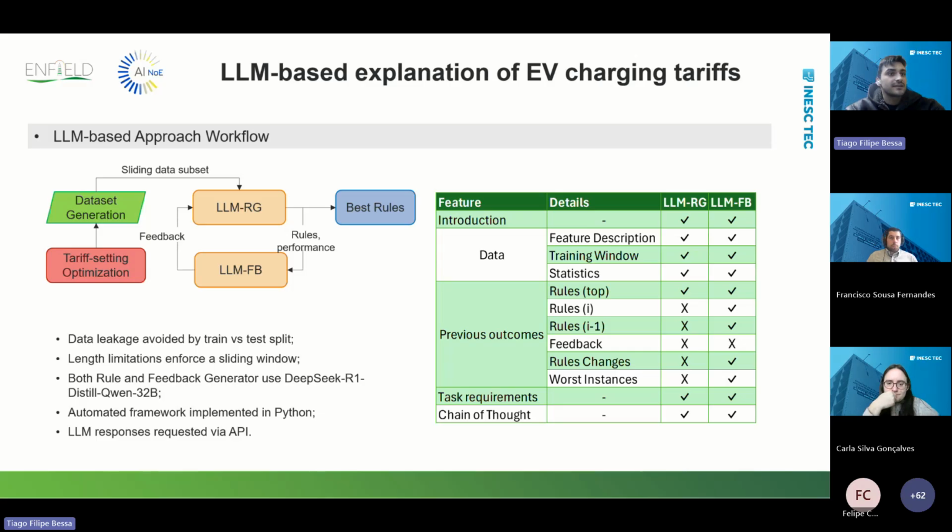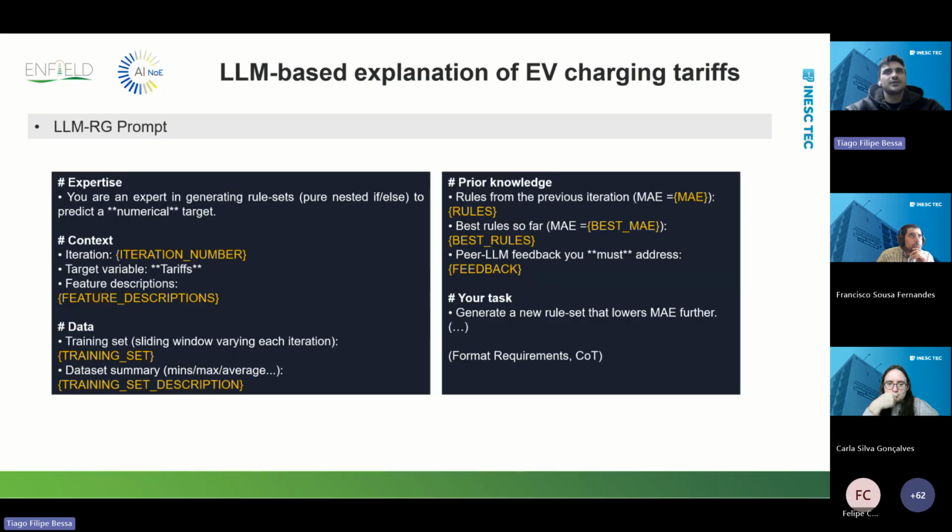This was all implemented in Python, and I think that's the main topics. One thing that is really important when we are working with large language models is to make a good prompt. So we try to be as clear as possible and give as much information as we can without confusing the large language model.